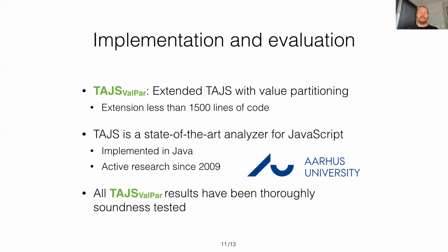We have implemented value partitioning in our tool TIES-valpar, which is implemented on top of the TIES static analyzer for JavaScript. The extension was in total less than 1,500 lines of code, which mostly consisted of boilerplate code for lifting some operations from the original abstract value to the new partition value. TIES is a state-of-the-art analyzer for JavaScript, which is implemented in Java and has been developed at Aarhus University for the past decade. Furthermore, all the results of TIES-valpar have been thoroughly soundness tested to provide confidence in the soundness of our implementation.